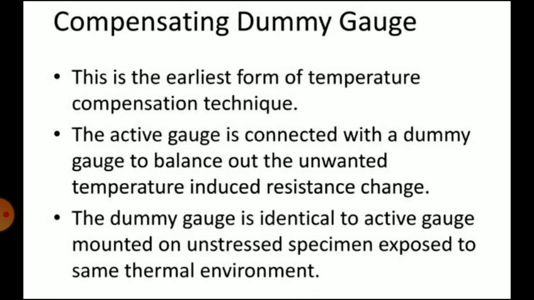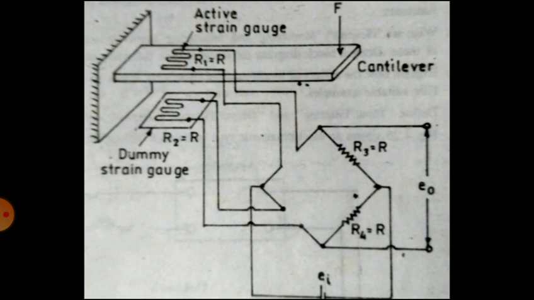Now the first method, compensating dummy gauges, the use of dummy gauge. So you can see the diagram. On the top of the diagram you can see the active strain gauge. This is a cantilever, a component on which the force is applied, and you have to measure the strain by using that active strain gauge. And at the bottom you can see the dummy strain gauge that is placed, that is called R2. So R1 is an active strain gauge, R2 is a dummy strain gauge.